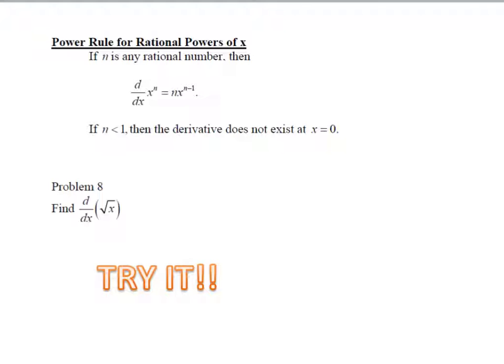Larry Coco. Okay, now this is showing us the power rule for rational powers of x. Well, rational powers are just rational numbers, which are fractions. And we've done this already.